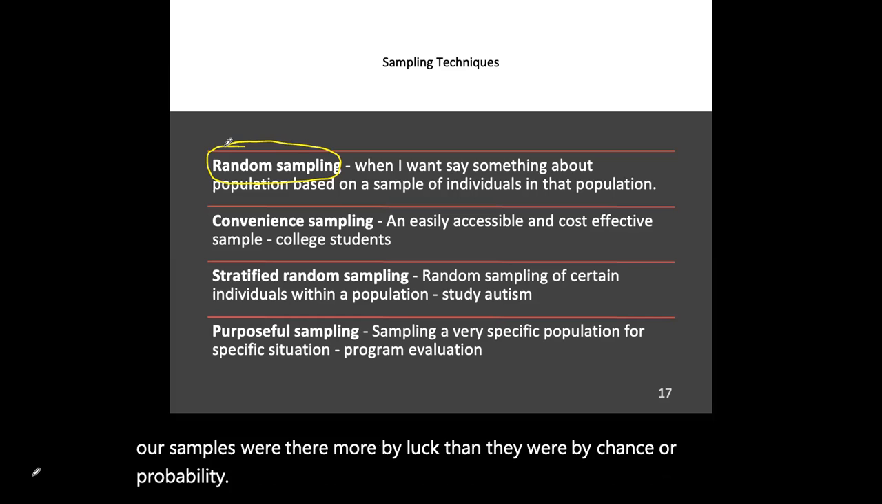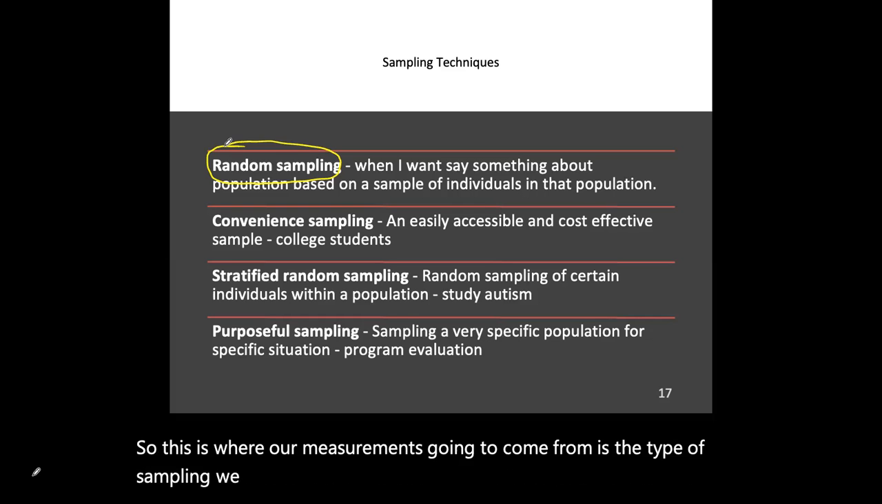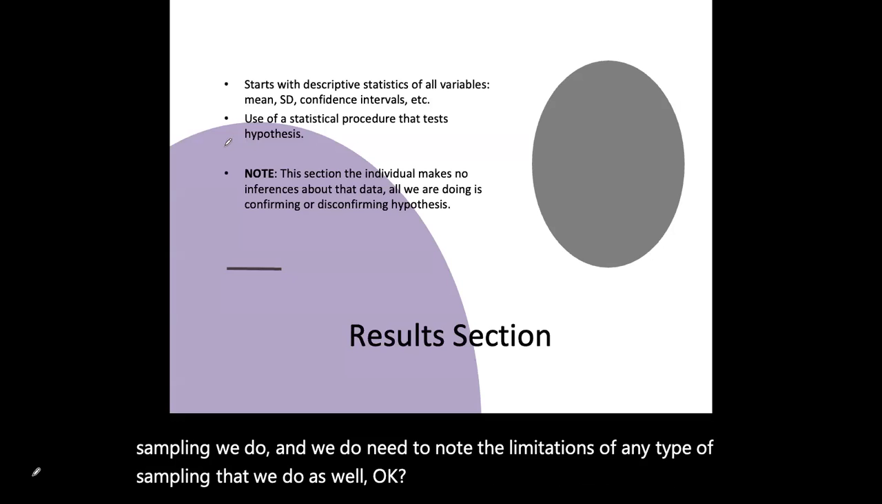Okay, so this is where our measurement is going to come from, the type of sampling we do, and we do need to note the limitations of any type of sampling that we do as well. Okay. All right. We talked about power.